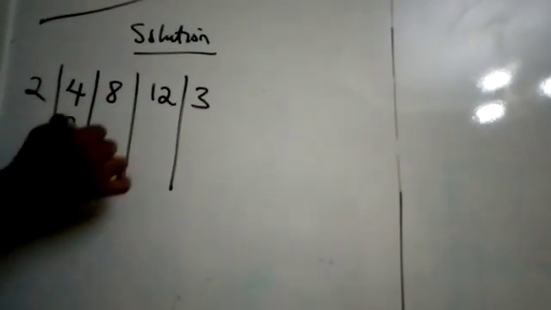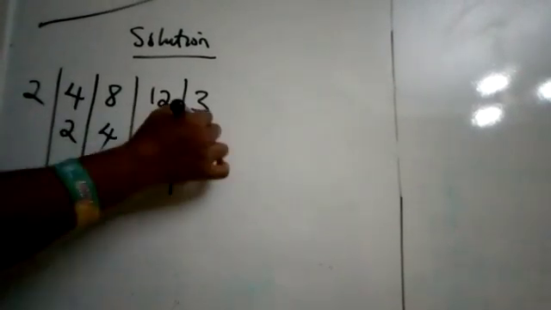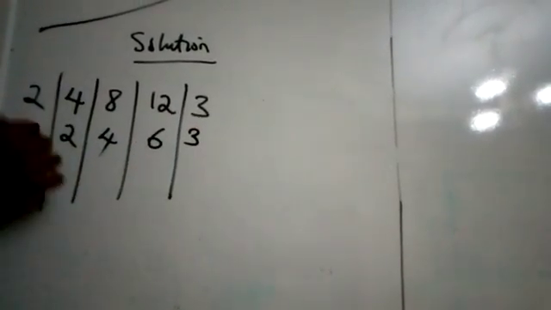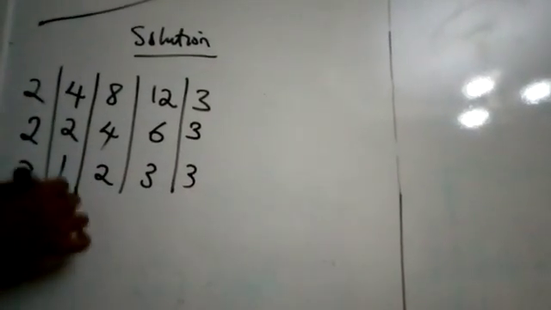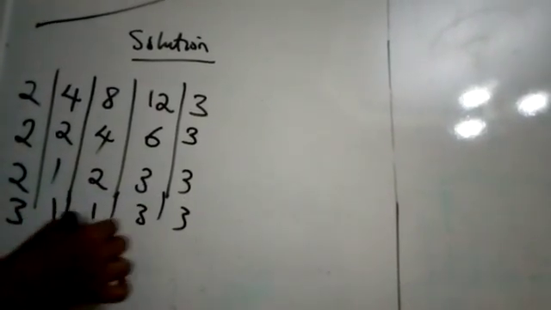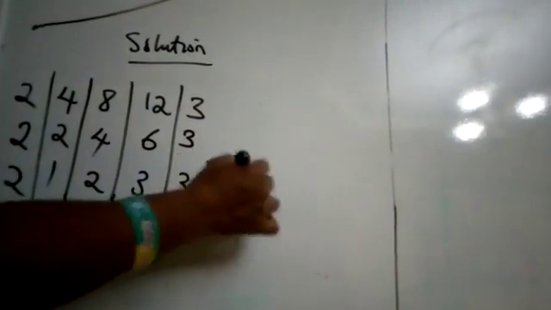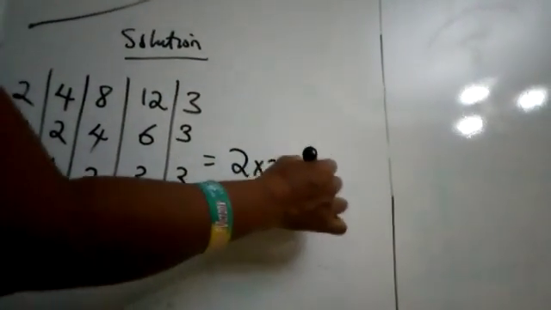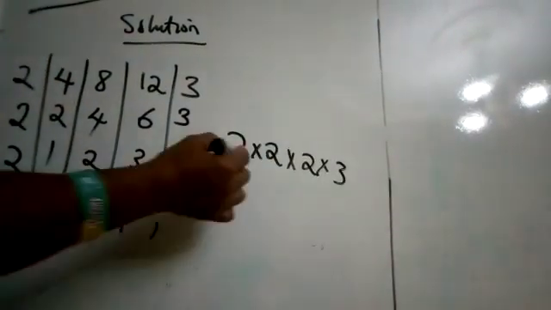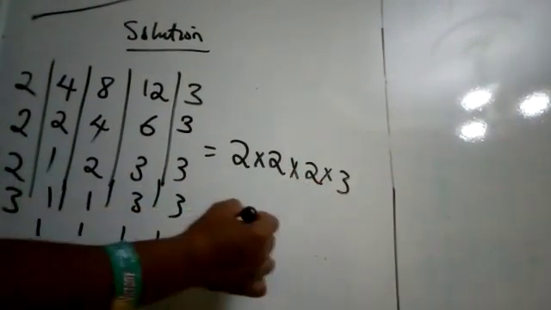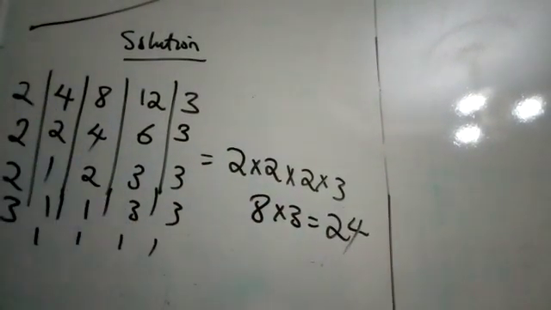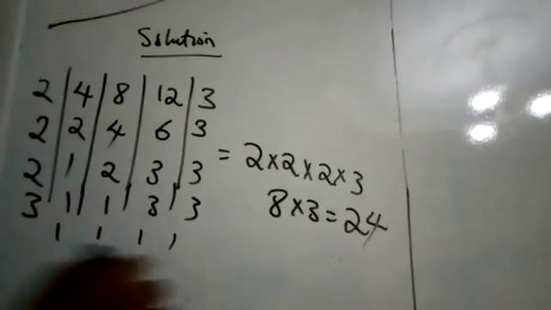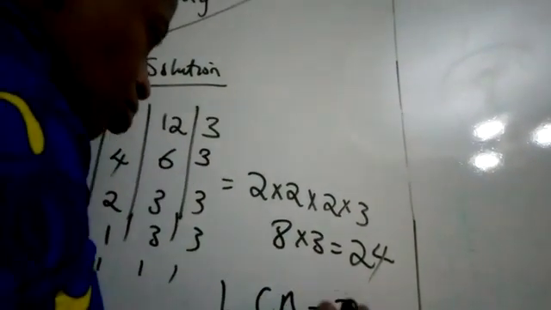And this is going to be 2, this will be 4, this will be 6, and this will still be 3. 2 can still go in. We say 1, 2, 3, and 3. 2, 3, 3, then 3. 1, 1, 1, 1. So we are going to solve it out and say 2 times 2 times 2 times 3. 2 times 2 is 4, times 2 is 8. So 8 times 3 is 24. So our lowest common denominator, our LCD, is equal to 24.